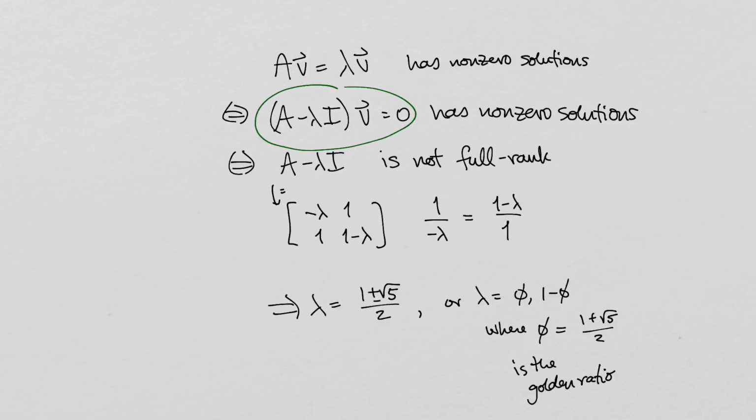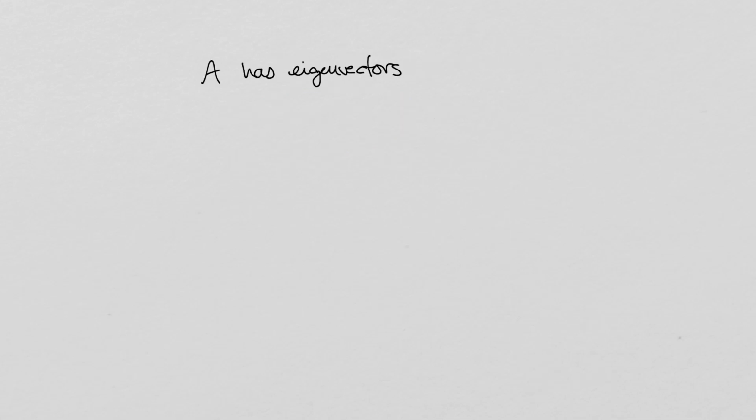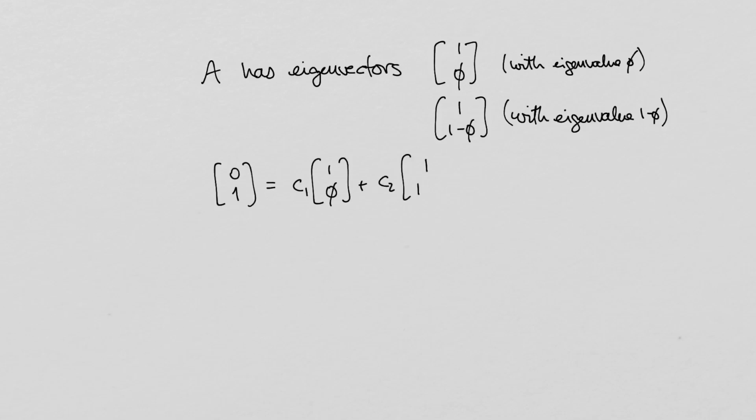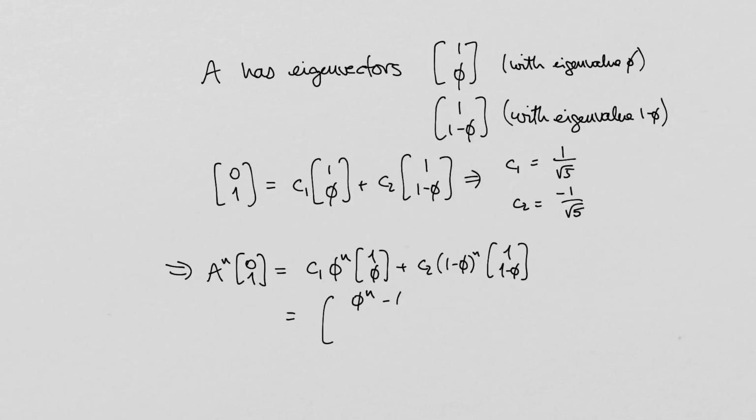Substituting back into the eigenvector equation, we find eigenvectors of 1, phi and 1, 1 minus phi. We can write the starting vector 0, 1 as a linear combination of these two eigenvectors, with weights 1 over square root 5 and minus 1 over square root 5. Therefore, the nth Fibonacci number has a formula in terms of n and the golden ratio phi.